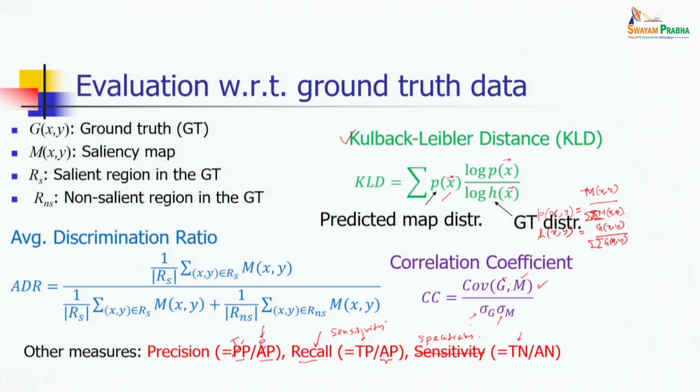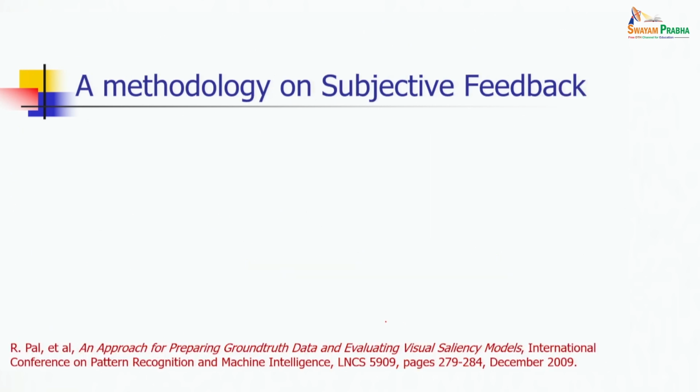But we would like to get a classifier where all these values are in a reasonable range. Anyway, so these are different kinds of evaluation metrics. Those could also be used for judging the computational model that computes the saliency map.